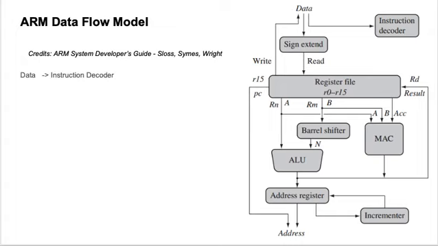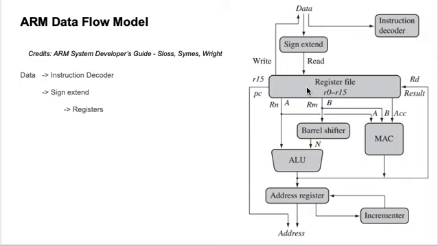Starting with data, as you can see from the top, the data can be either an instruction or data that has to be processed. If it is an instruction, it is decoded by an instruction decoder. Other data to be processed is first processed by the sign extend block, which will convert and align the data to 32 bits. The ARM processor registers are 32-bit, but the input data itself can be 32 bits or less. In those cases, the sign extend will make all the incoming data 32-bit.